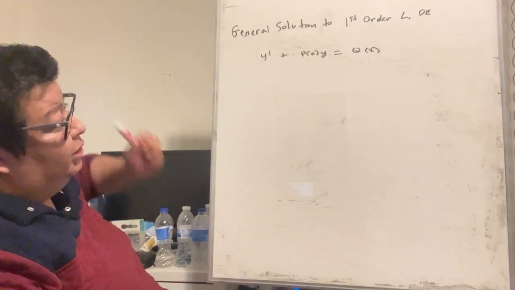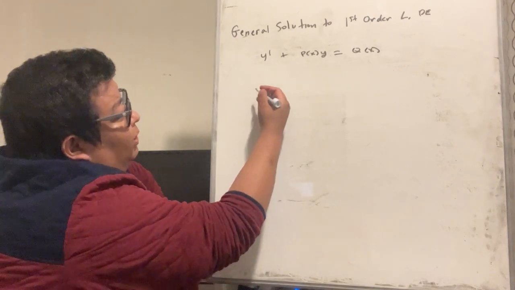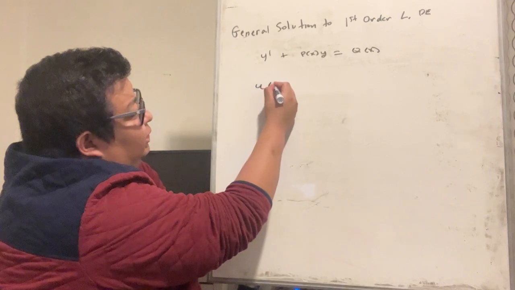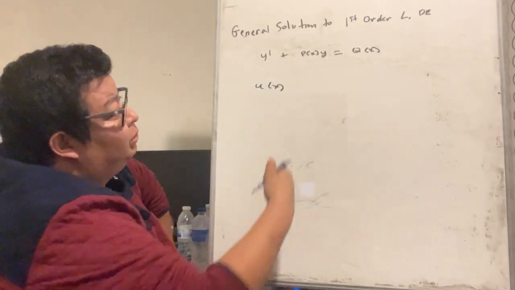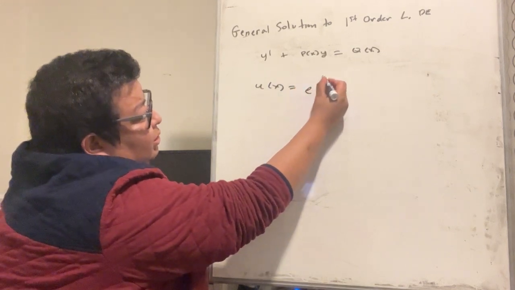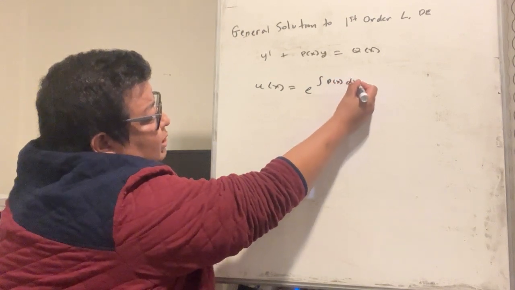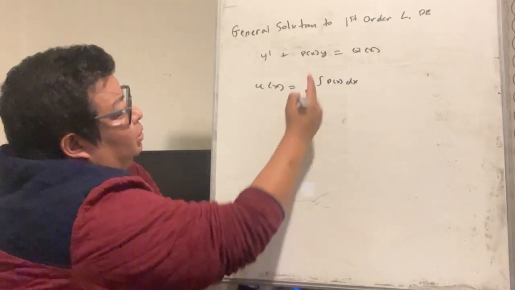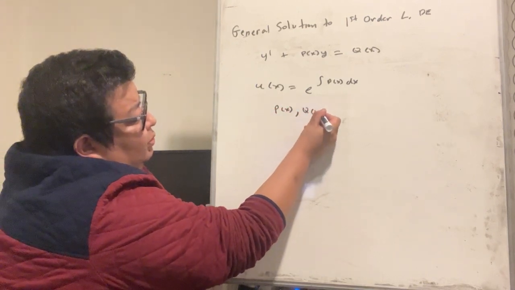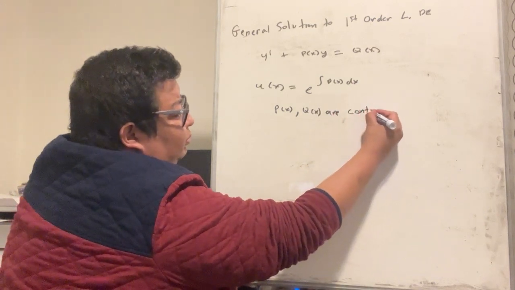So the way you do it is by multiplying by something called the integrating factor. The integrating factor looks like this. u(x) is a function of p(x). u(x) equals e to the integral of p(x) dx, where p(x) and q(x) are continuous functions.